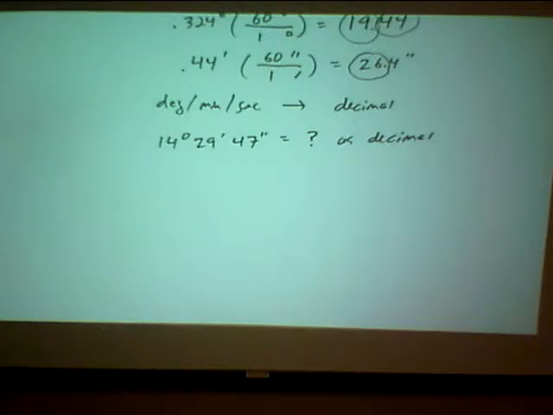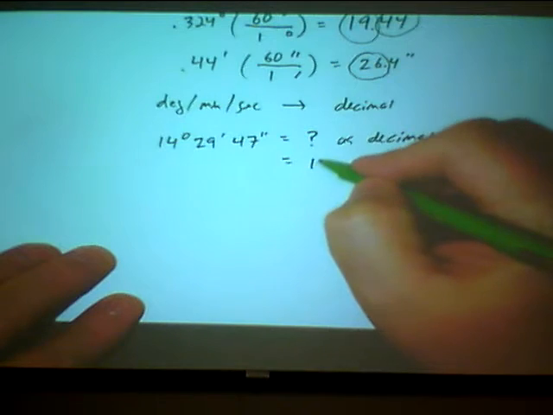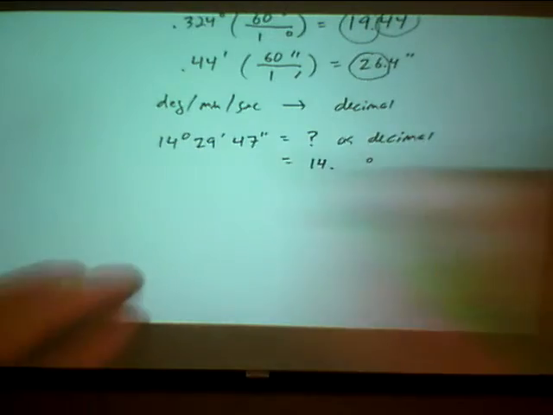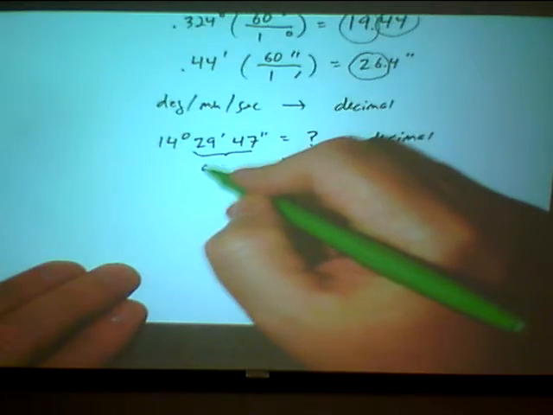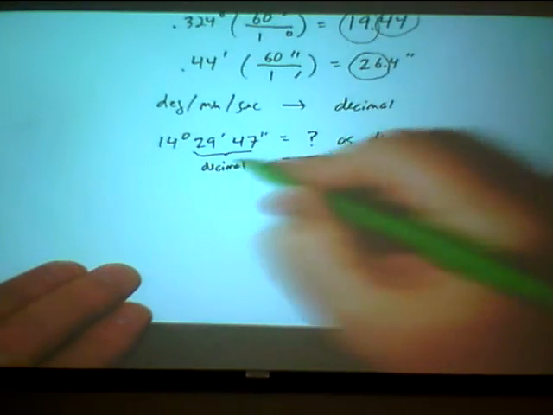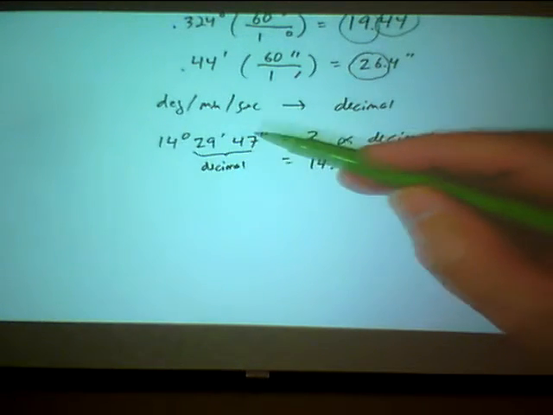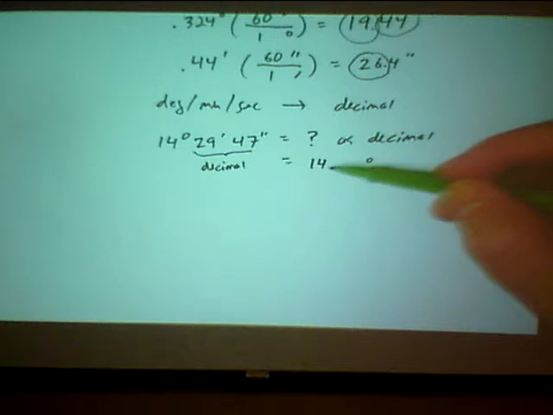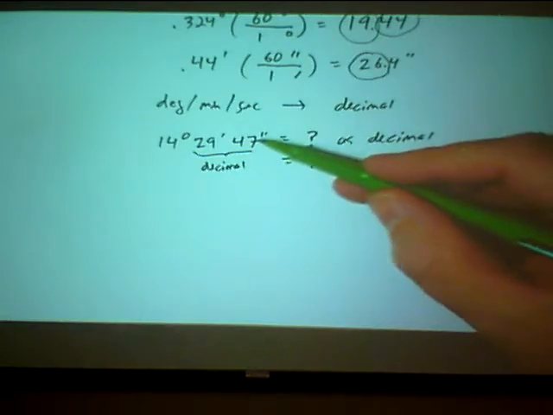Here's what we do for this. I'm going to, once again, first of all, I know my answer is going to be 14 point something degrees. And my minutes and my seconds, that's going to be the decimal part of the number. The 29 minutes, 47 seconds, somehow I have to figure out what that equals as a decimal, and it's going to go to the right of the 14. So what I do first, you start with the seconds.